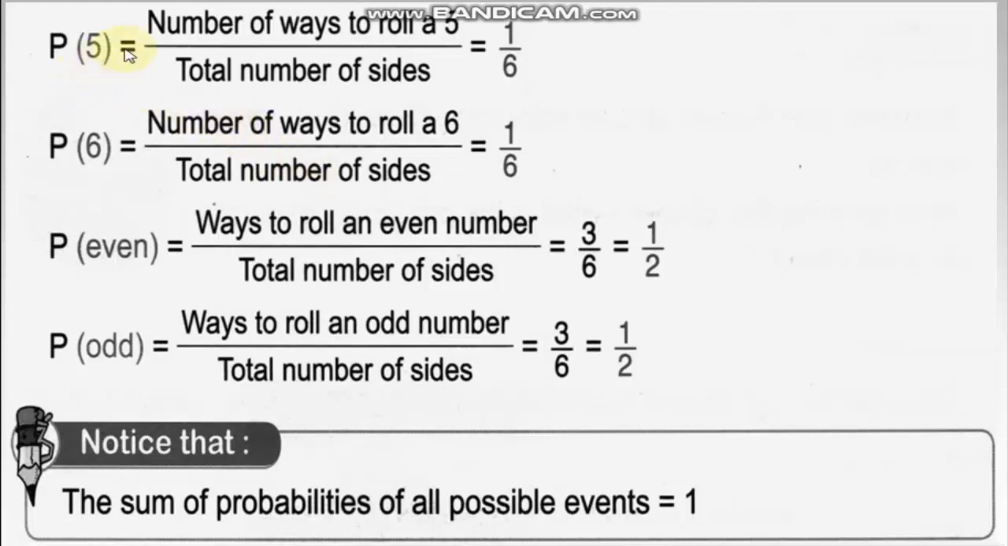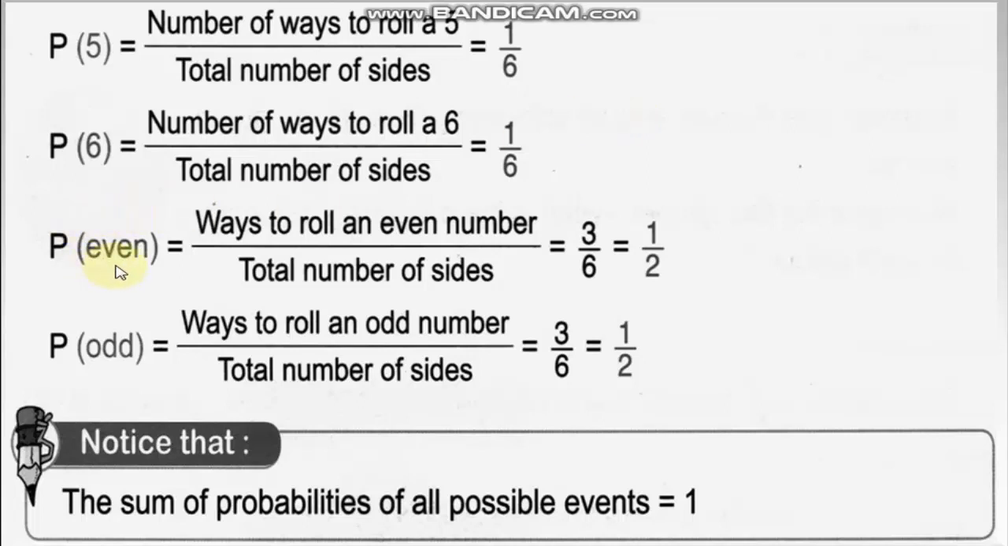The probability of getting 5 is the number of ways to roll a 5 over the total number of sides. We have only one number 5, so it's 1 over 6, the total sides. The probability of getting number 6 equals the number of ways to roll a 6 over the total number of sides. We have only number 6, it's 1 and the total sides are 6, it's 1 over 6.